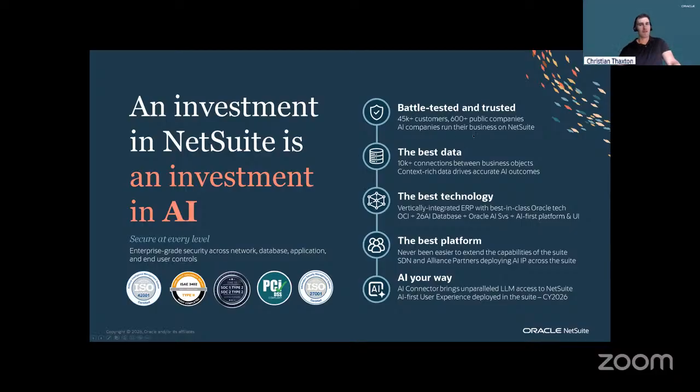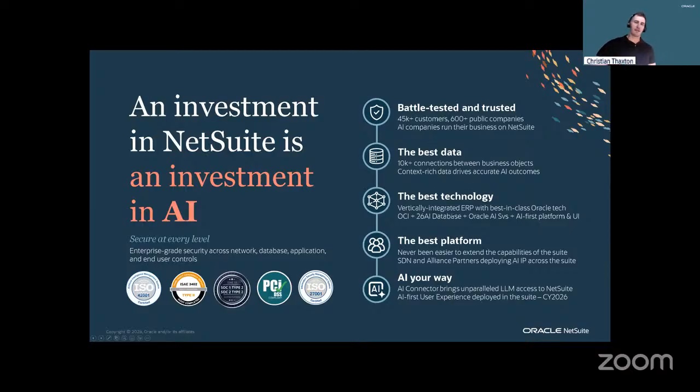Now, we all know that Evan, our founder, loves to say, the best AI comes from the best data. Well, for all of you companies running on NetSuite, the best data is in NetSuite. There are over 1,000 different business objects and 10,000 plus connections between those business objects inside NetSuite alone, which is an incredibly context-rich data source to ground your AI responses. This is ultimately going to allow you to leverage AI more effectively, more efficiently, and get better outcomes from the AI that you are leveraging across the suite.